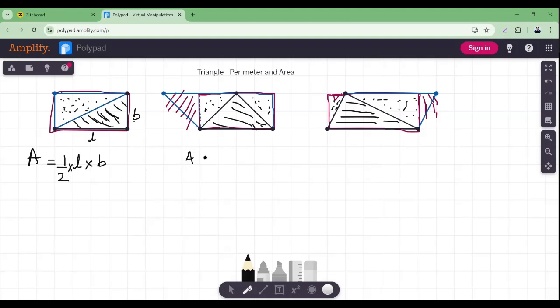Similarly, coming to this, compare the dotted area and the lined area. If you see, they will be half. Again, the length is here and the breadth is here. So it will be half of that length times breadth. Similarly, here also, if this is the length and this is the breadth, the area is again going to be, look at this, the dotted area and the lined area, half of length times breadth. Wow, there's a pattern here, right? There's a pattern we have got.